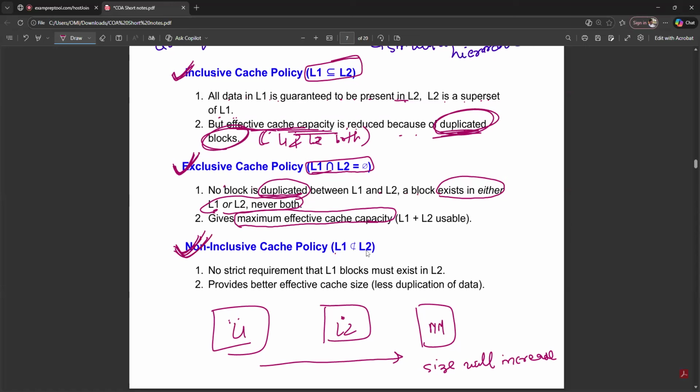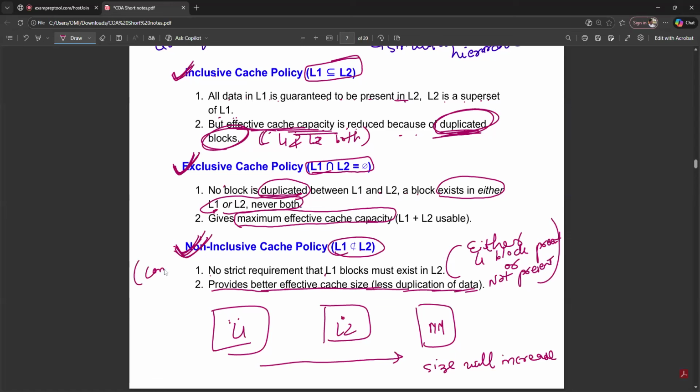So L1 is not a subset of L2. There is no strict requirement that an L1 block must exist in L2. It provides better effective cache size and less duplication of data. So non-exclusive means an L1 block may or may not be present in L2. There is no fixed rule; some blocks may be present, some blocks may not be present. It is a combination of both. You can imagine that it is a combination of both inclusion and exclusion.